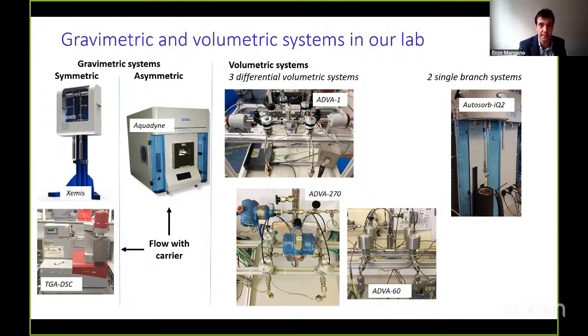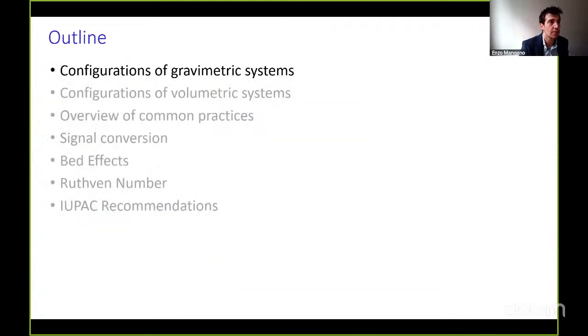We have commercial single-branch systems, but we also designed our own differential volumetric apparatus that you see in the pictures here. We have 3 at the moment that go from low pressure to high pressure, so from 1 bar to 60 to 70 bar. So we'll go through a little bit of the details of these systems as we go along with the presentation. We start first with the configuration of gravimetric systems.